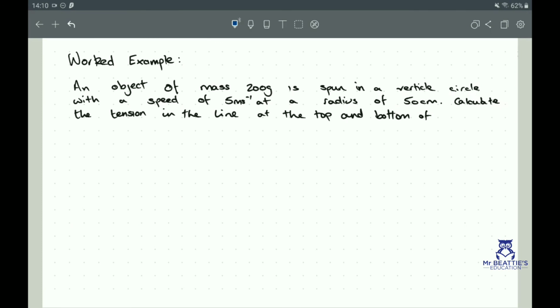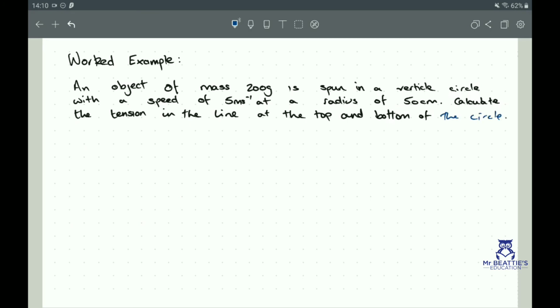Okay, so we're going to go for our worked example. What we're dealing with is an object of mass 200 grams spun in a vertical circle with a speed of 5 meters per second at a radius of 50 centimeters. We have to calculate the tension in the line at the top and the bottom of the circle.